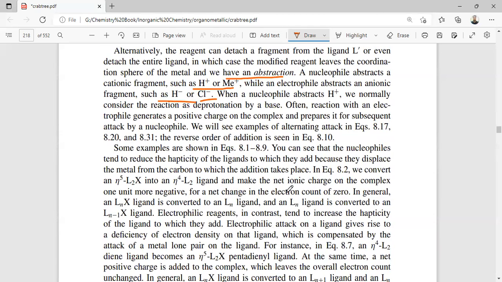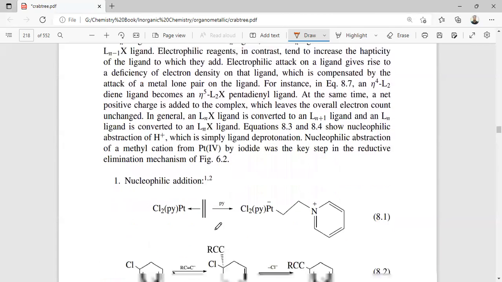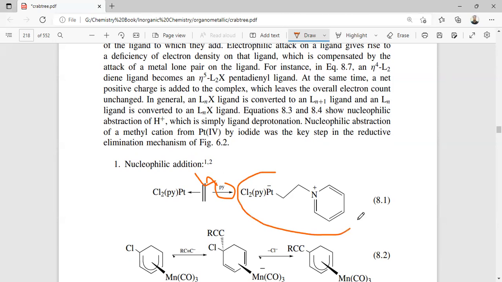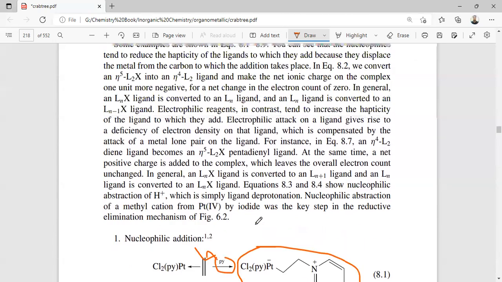Here we can see that nucleophiles tend to reduce the hapticity of the ligand to which they are added, because they displace the metal from the carbon at which the attack takes place. In that case, the nucleophilic addition, here the pyridine is attacking the coordinated ethylene molecule. So here this product is formed.